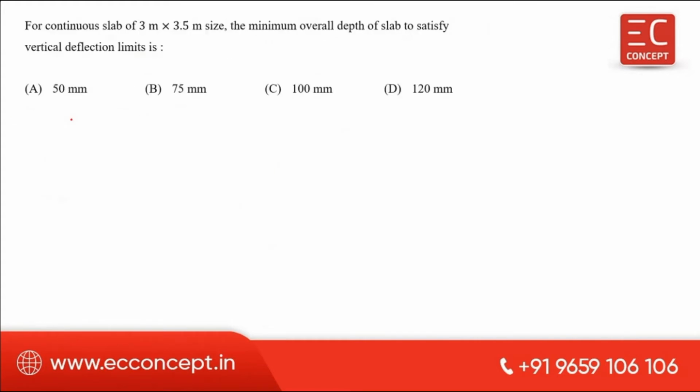Okay, next one. For a continuous slab of 3 meter by 3.5 meter in size, the minimum overall depth of slab to satisfy the vertical deflection. We know that the span by overall depth, L by D, is equal to 40 for a continuous beam.